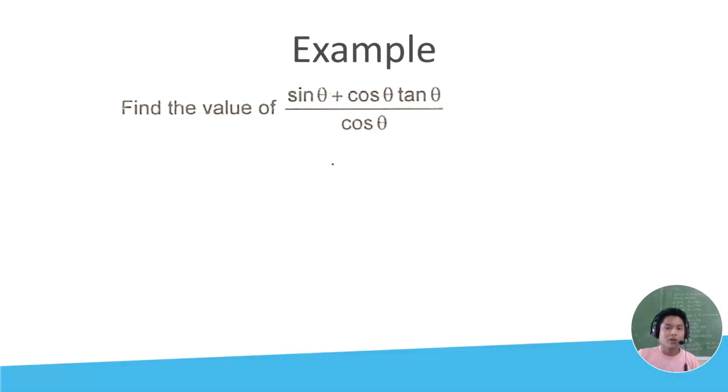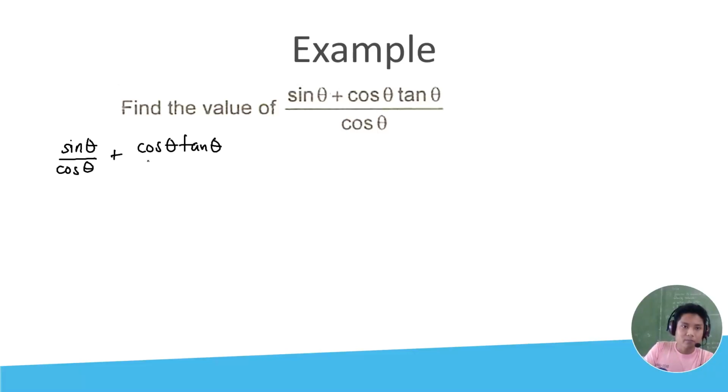Example: find the value of (sine theta plus cosine theta tangent theta) to be divided by cosine theta. So, let's simplify this expression. First, distribute the denominator cosine theta. So, I write here sine theta divided by cosine theta plus cosine theta tangent theta divided by cosine theta.